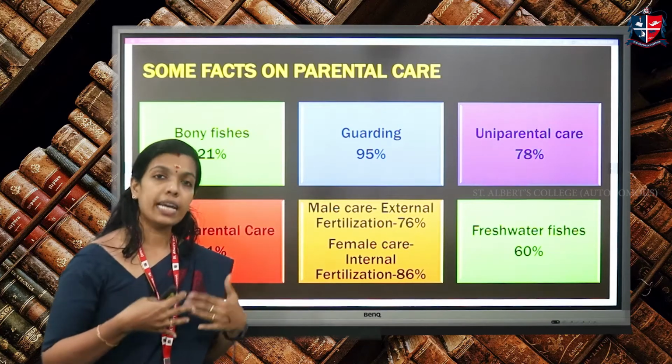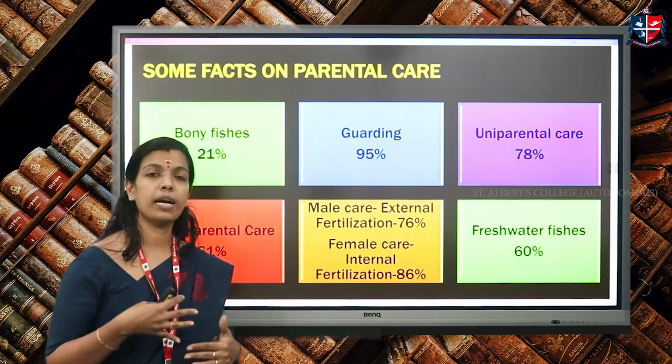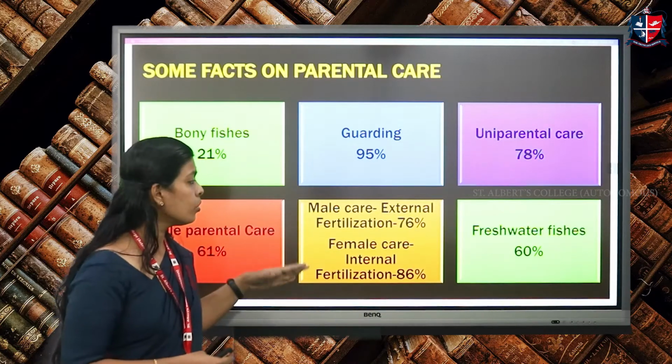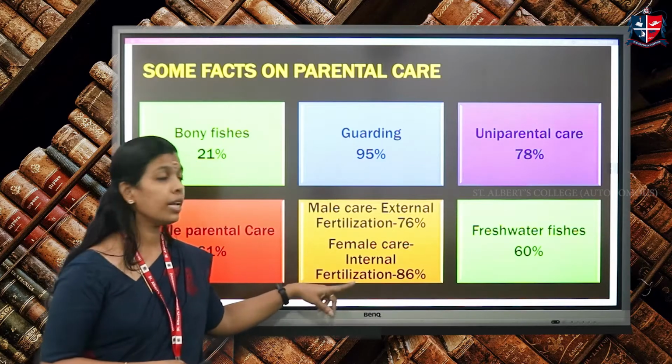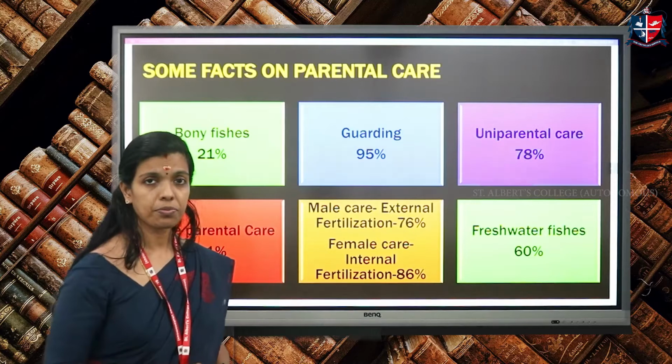They keep the young ones inside their uterus, supported by the embryonic sac and all those. So the female would be caring in internal fertilization, and that would account for about 86%.